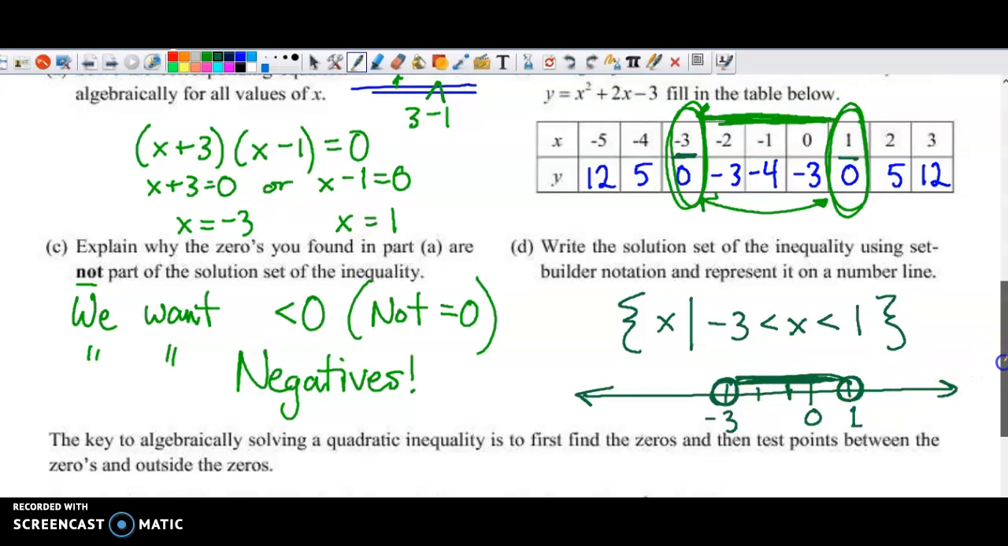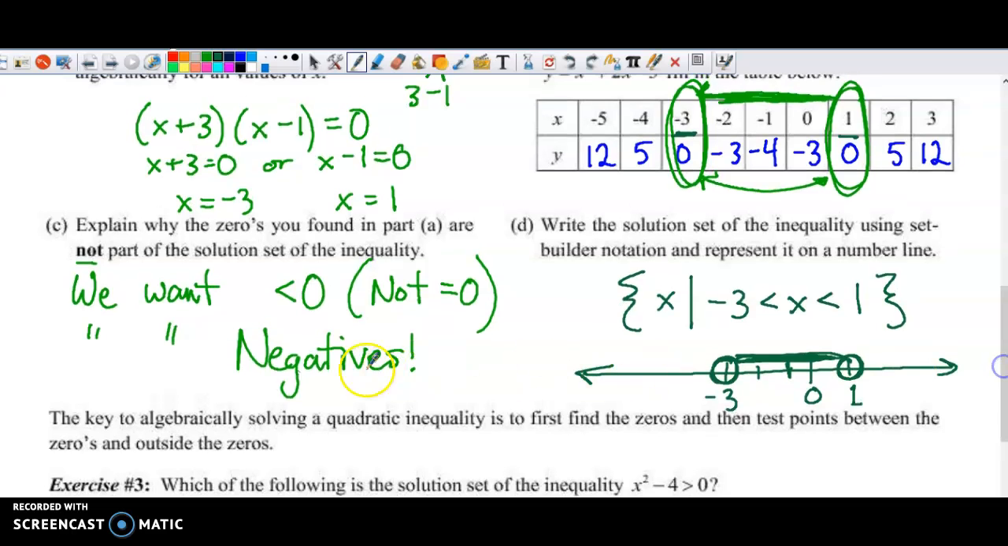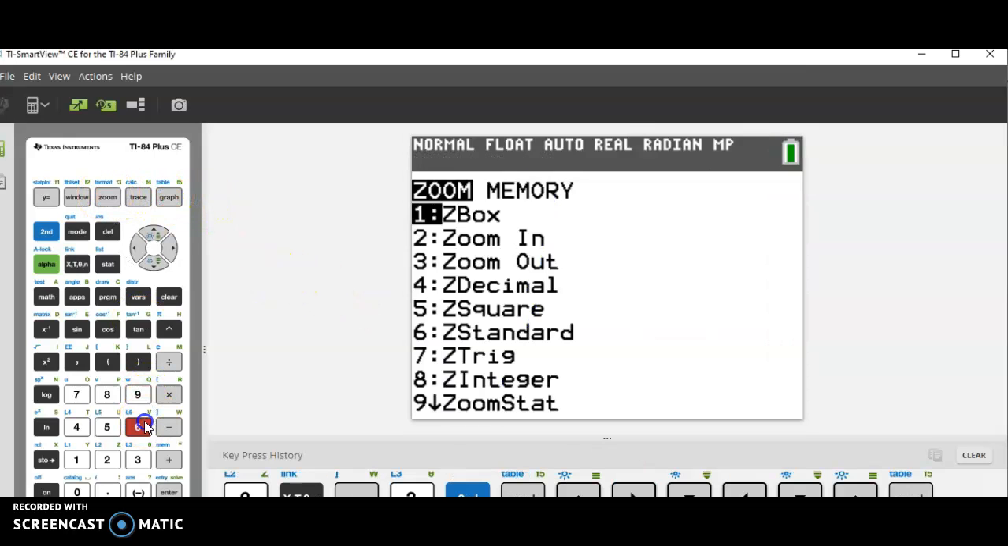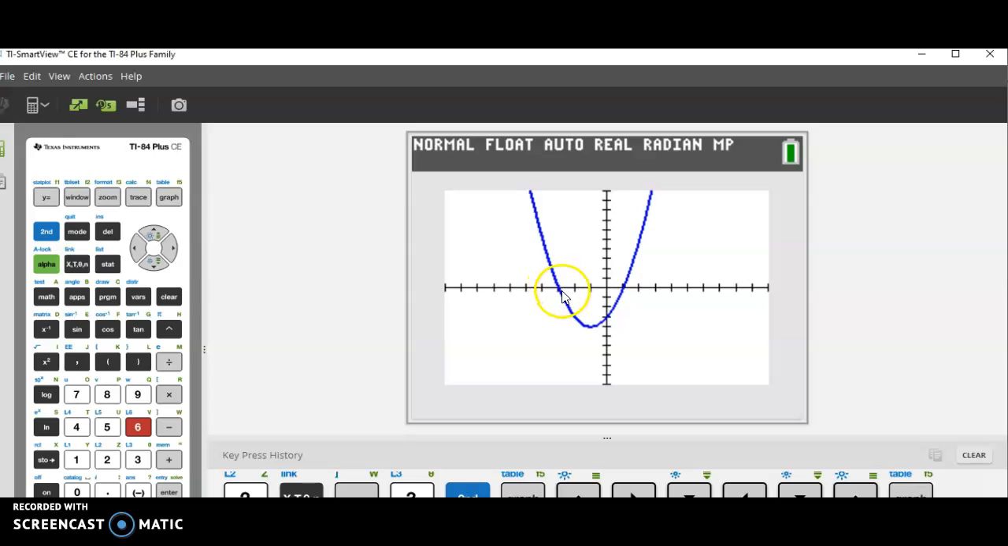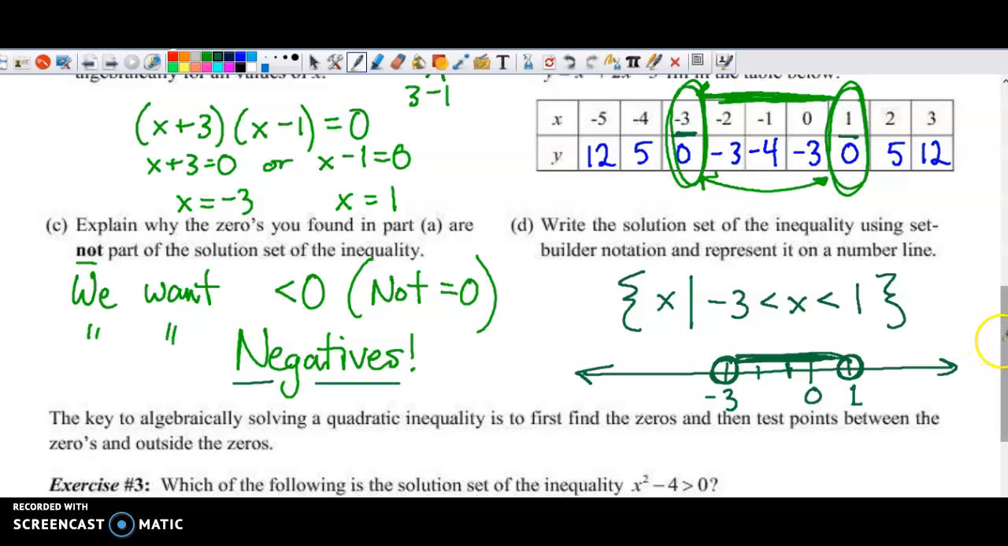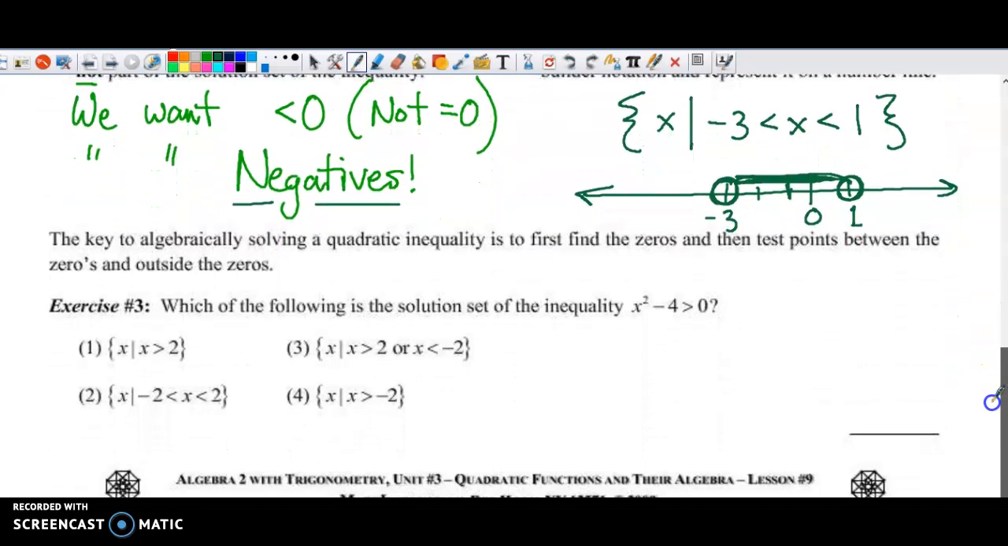One more little way that you can double check this is if we're looking for negative numbers. Let me go back to my graphing calculator. If I look at my graph of this, oops, I forgot I changed it around. If we want negative numbers, those would be numbers that are below the x-axis. So if you look on this, you can see that we get negative numbers below the x-axis between -3 and +1. That might make more sense to you than everything else we've written.